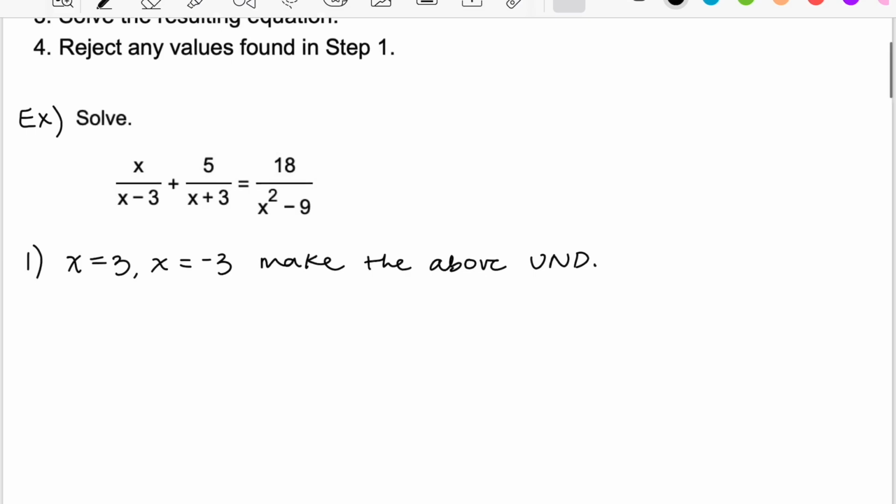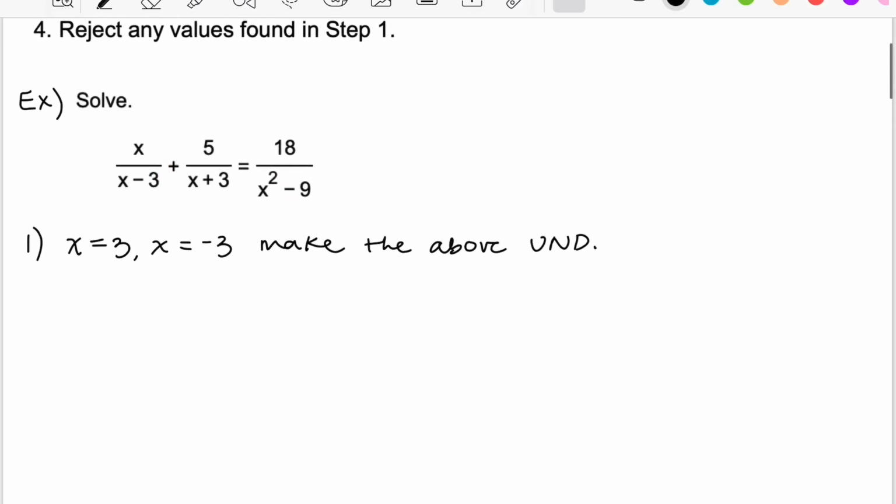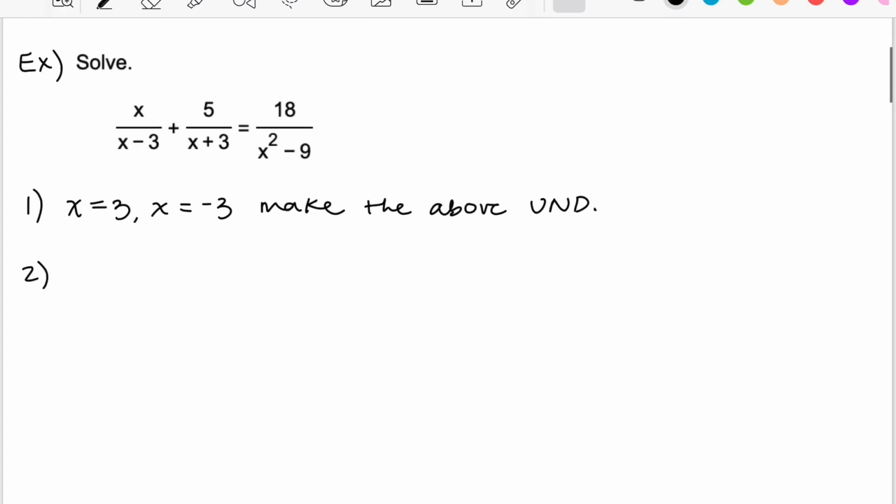Now the next thing we want to do is clear out these fractions by multiplying each side of our equation by the least common denominator. Something to notice before we do that is that the denominator on this side, x squared minus 9, is exactly equal to x minus 3 times x plus 3. When factoring that, we'll get this here. So this tells us that this is going to be the least common denominator for all of our rational expressions.